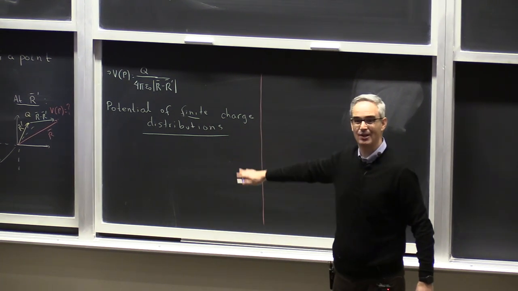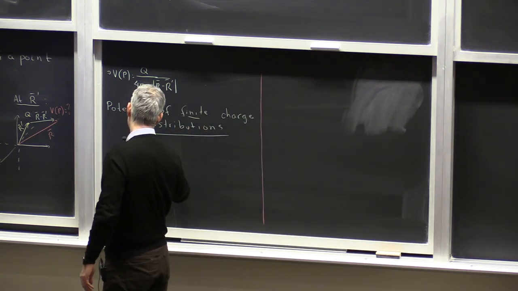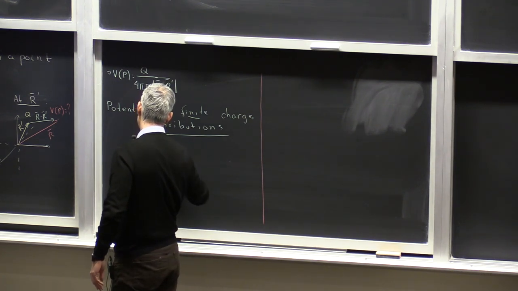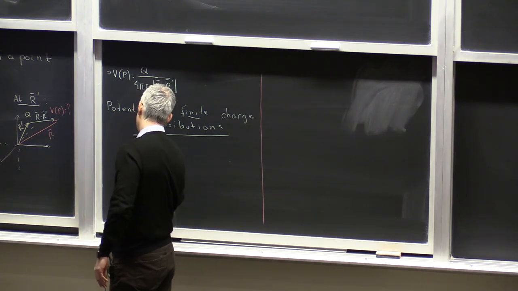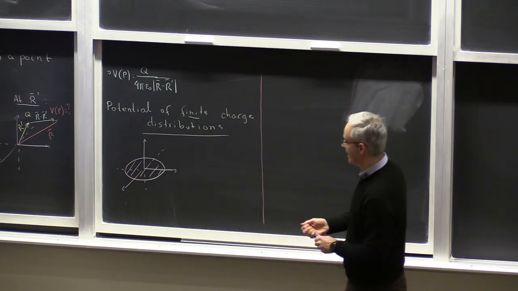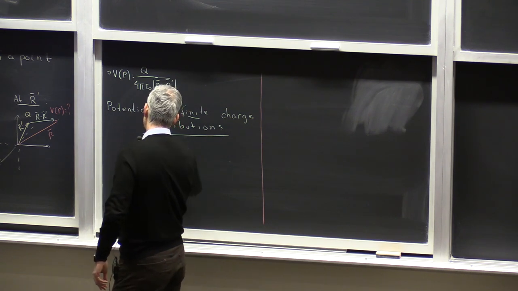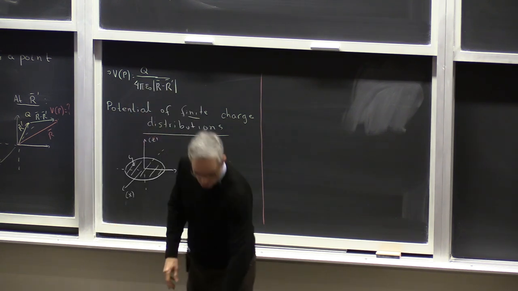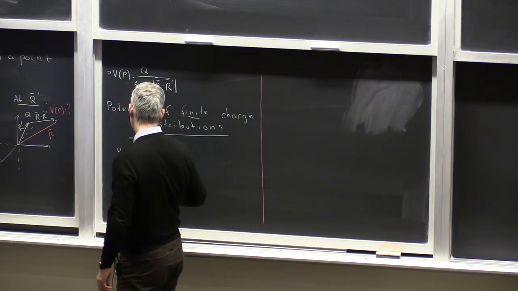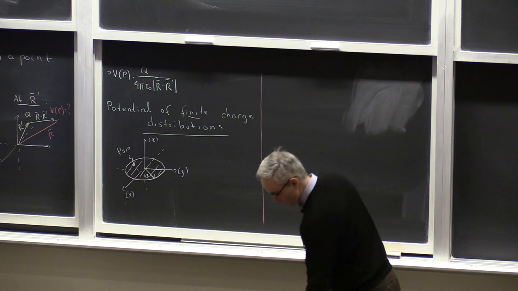Can you see this part of the board? Can everybody see this part of the board? Okay, so this is my geometry. I have a disk here. It's sort of one plate of a capacitor, if you wish, and it supports a constant surface charge density rho s zero. The radius of the disk is a.